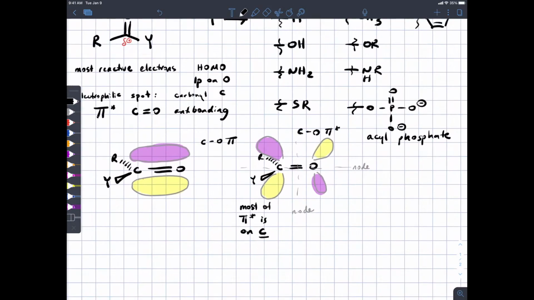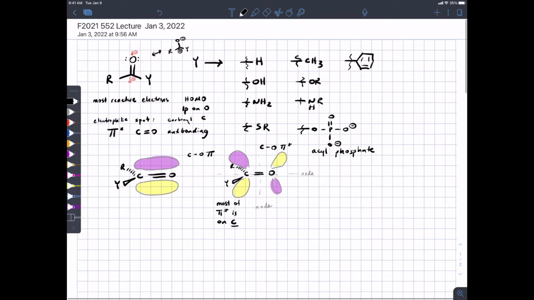So if a nucleophile were to attack, it would do so at the carbonyl carbon, because that's where the available space for electrons is. We would dump electron density into that pi star, and that would break the pi bond. So that's generally how things are. That's going to be the first step of many, many reactions that we talk about this semester.